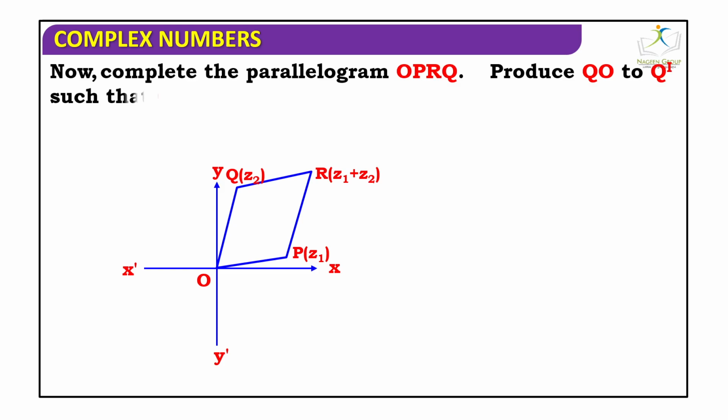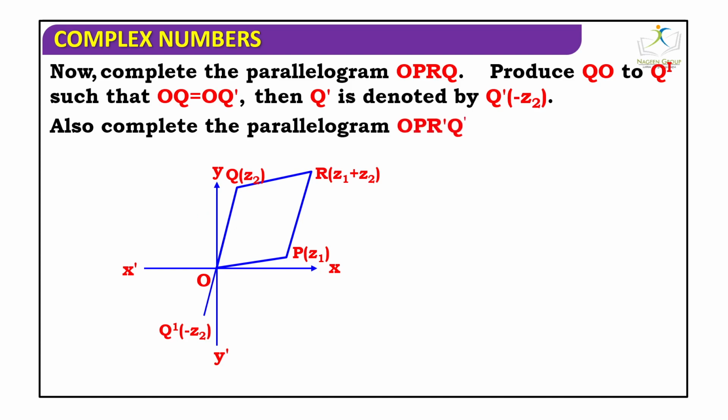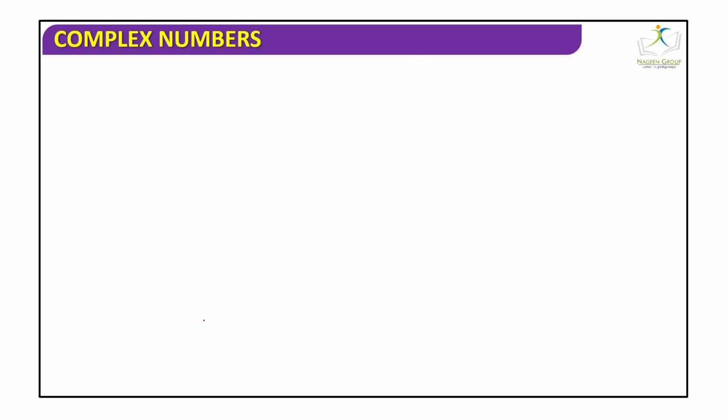Now in this we have R vector as the resultant, and that's why it is written Z1 plus Z2, right? Here it is a parallelogram, so you can take the negative value if you are taking equal values. Then Q dash is denoted by, if this is Z2, this will be minus Z2. Now also complete the parallelogram OPR dash Q dash. This will give you the complete value, and the resultant will be here: this is Z1, this is minus Z2. So this is the resultant, and the resultant value will be Z1 minus Z2.